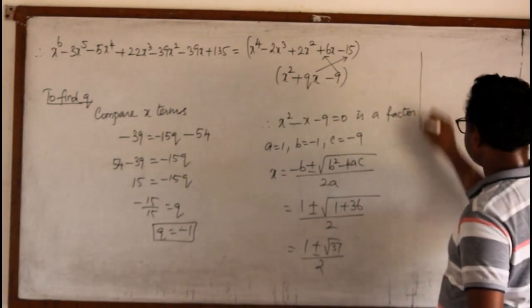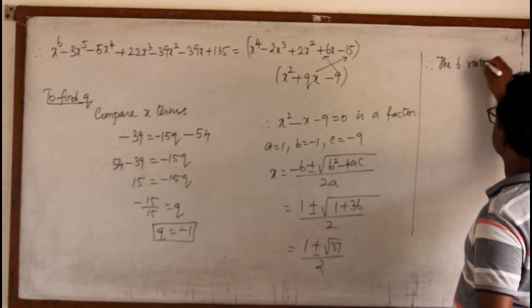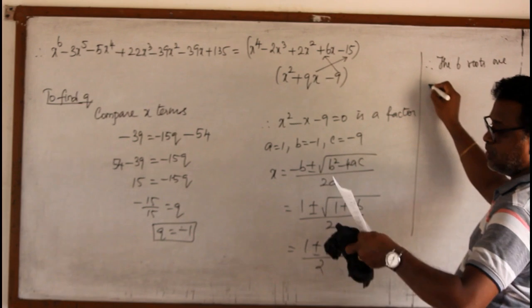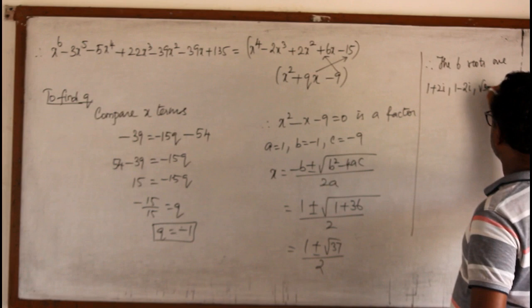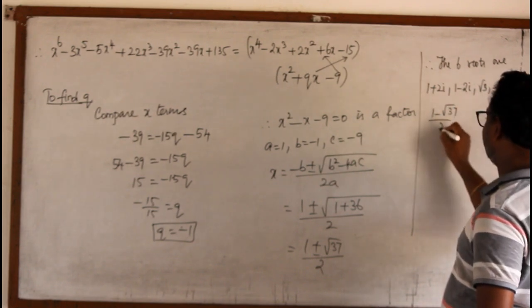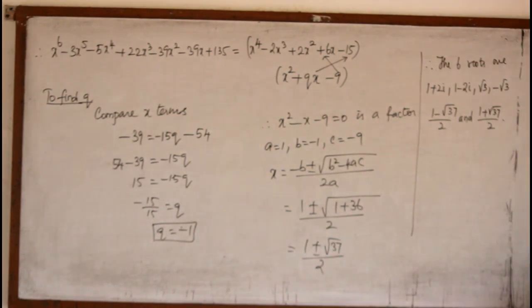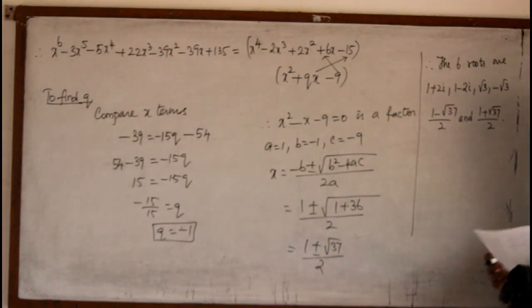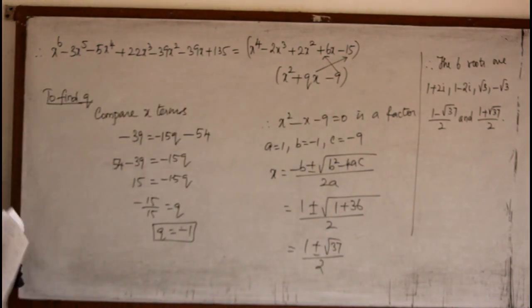Therefore, the 6 roots are 1 plus 2i, 1 minus 2i, root 3, minus root 3, 1 minus root 37 by 2, and 1 plus root 37 by 2. So we have found all the 6 roots. So with that, exercise 3.3, fifth problem is over. Now we shall go for the sixth problem.